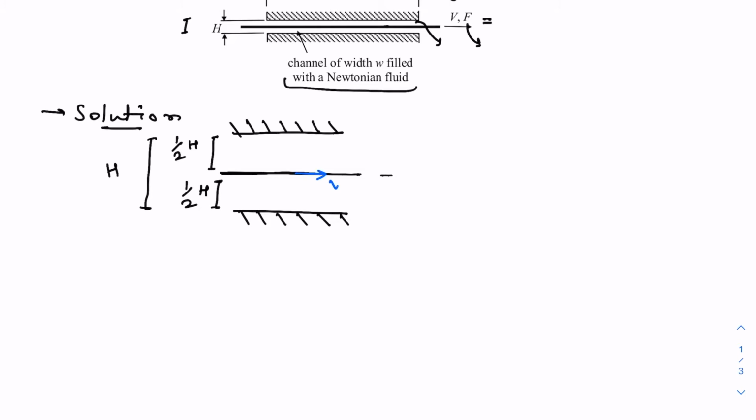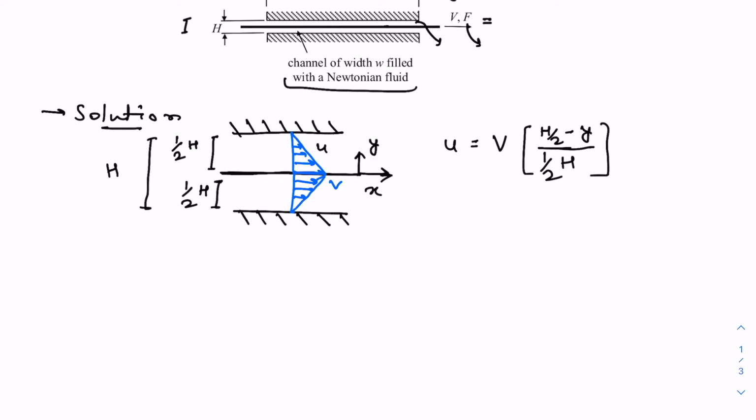Since this tape is moving at the velocity v, the fluid elements which are very close to the tape are also moving with a velocity v. However, the fluid elements which are closer to these walls don't move because of the no slip boundary condition. And in a linear Couette flow, the velocity profile is linear from the wall to the tape. So if the upward direction is y, the horizontal direction is x, and this velocity is u, then u can be written as a linear function of y, such that it is v near the tape and 0 near the wall.